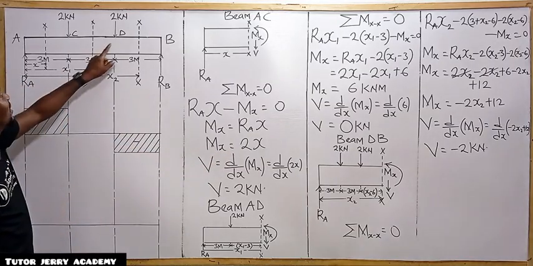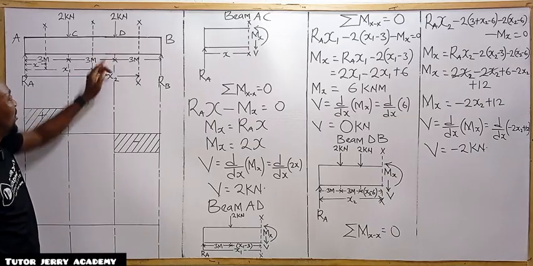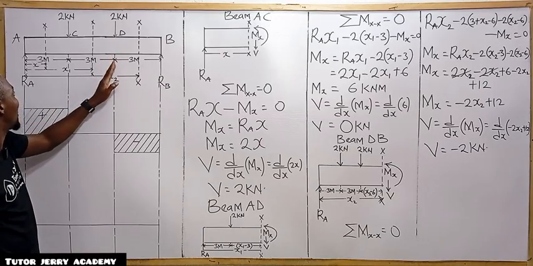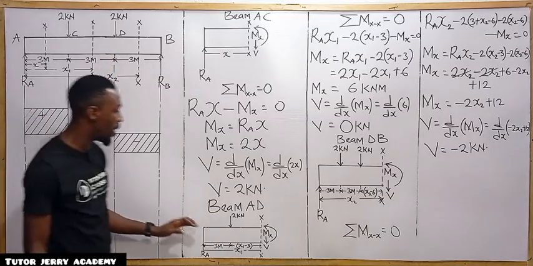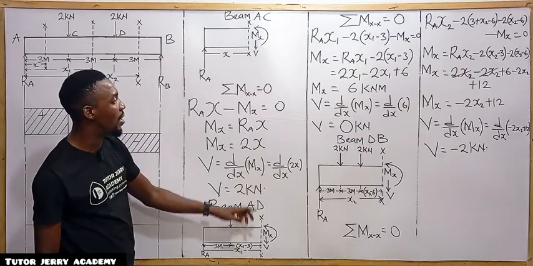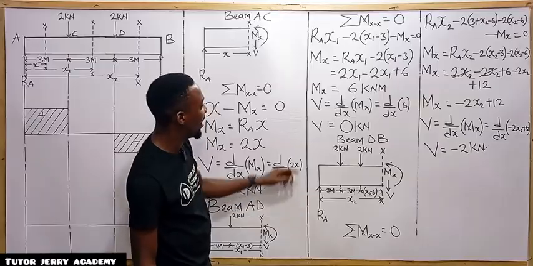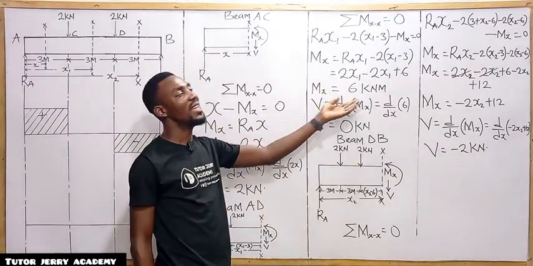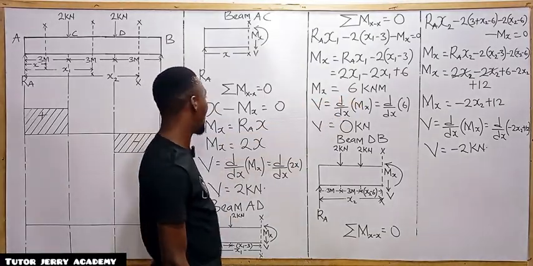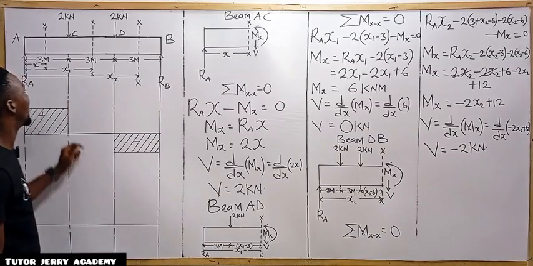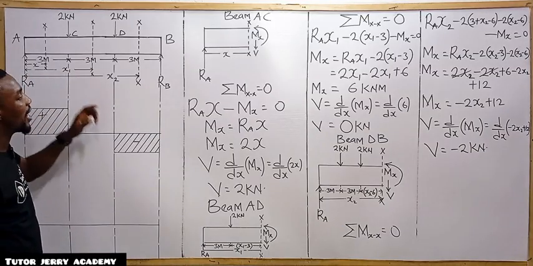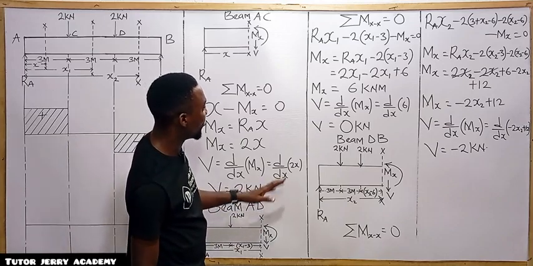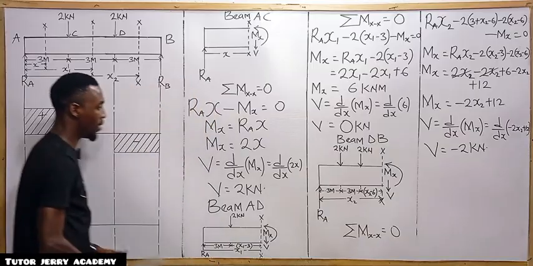So for us to get the moment at point D, point D is at a distance of 6. Means we are going to substitute. We are going to go to beam AD. We are going to go to the moment equation there, and you are going to see that our moment is already given to us as 6 at that point there. So it shows that at point D we are going to have 6, right? So and so on and so forth. Exactly. All right. So let's start.